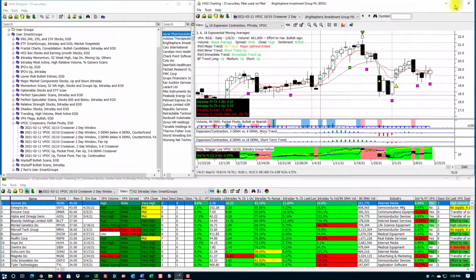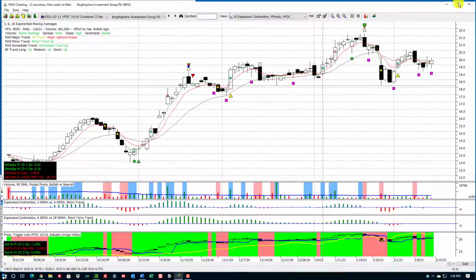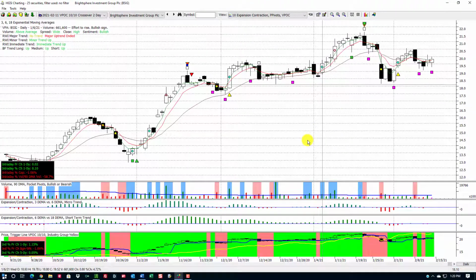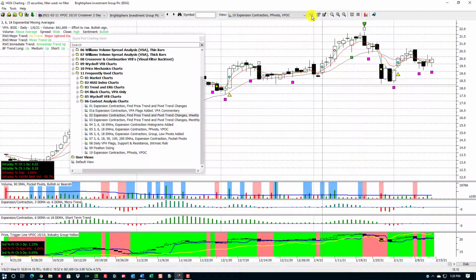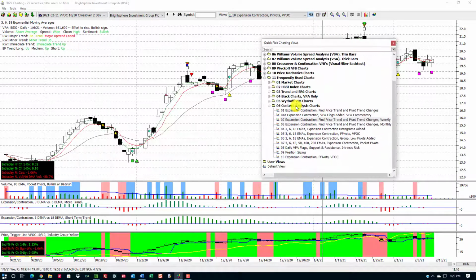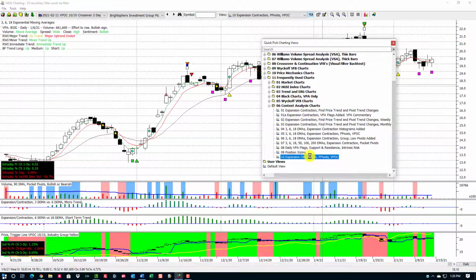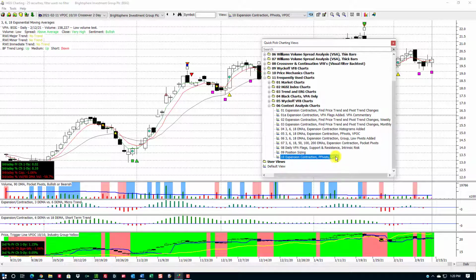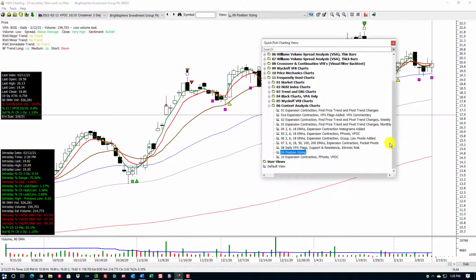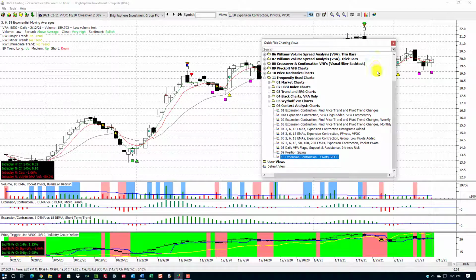So what I've done is I've created a new chart for you. It's really just a modification of another chart, but if you have my files, I want you to go down, and my files are Ron Brown top-down analysis charts. I want you to go down to chart number 10. It is expansion, contraction, pocket pivots, and VPOC, or volume point of control. It's right under the position sizing chart.